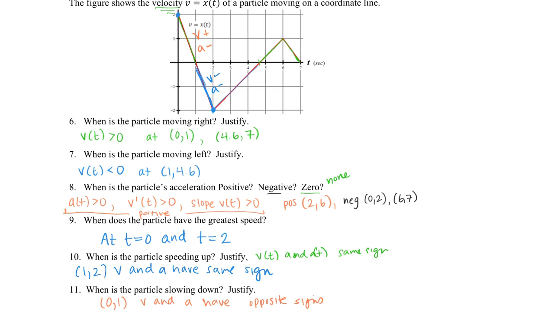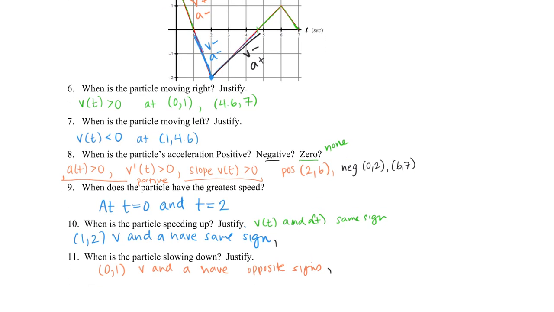Okay, let's look at the next piece. The velocity is negative, but the graph is increasing, so the slope is positive. So they have different signs. So that's from 2 to 4.6. And the same reason, because the velocity and acceleration have opposite signs.